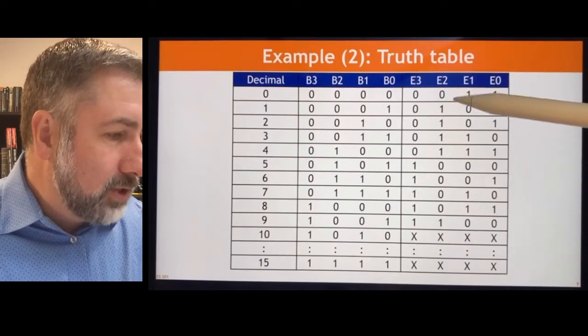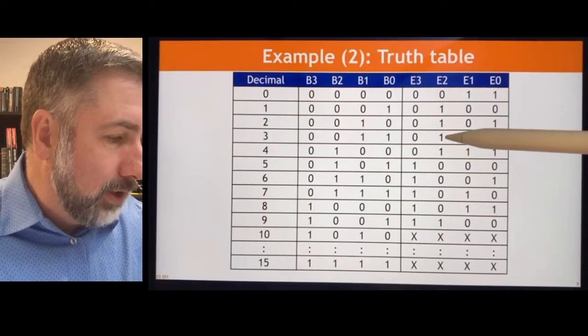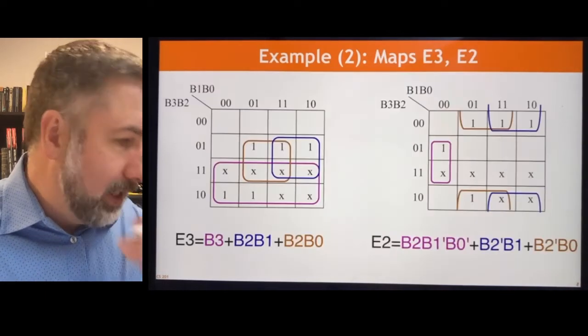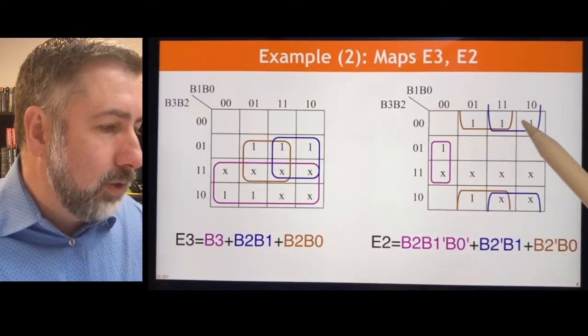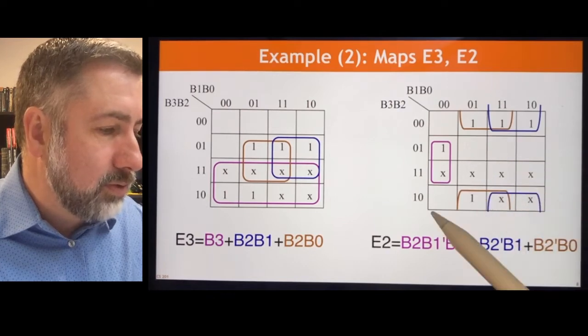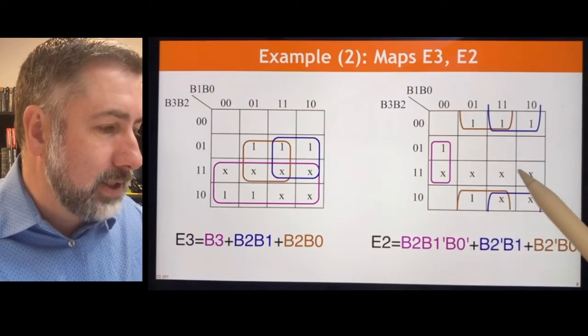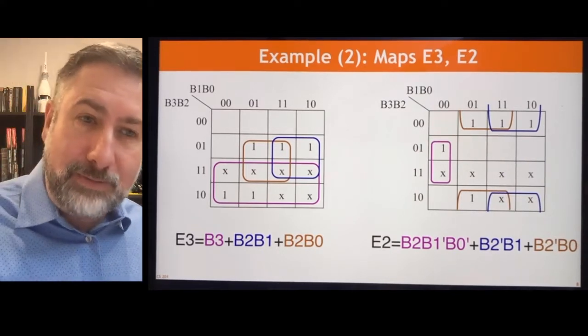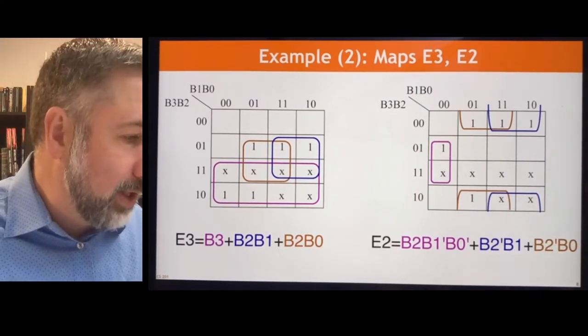Then again, here we start with E2: 0, 1, 1, 1, 1, 0, 0, 0, 0, 1, x, x, x, x, x, x. Okay? So copying from the truth table into the Karnaugh map, I hope makes sense. You can follow that again.